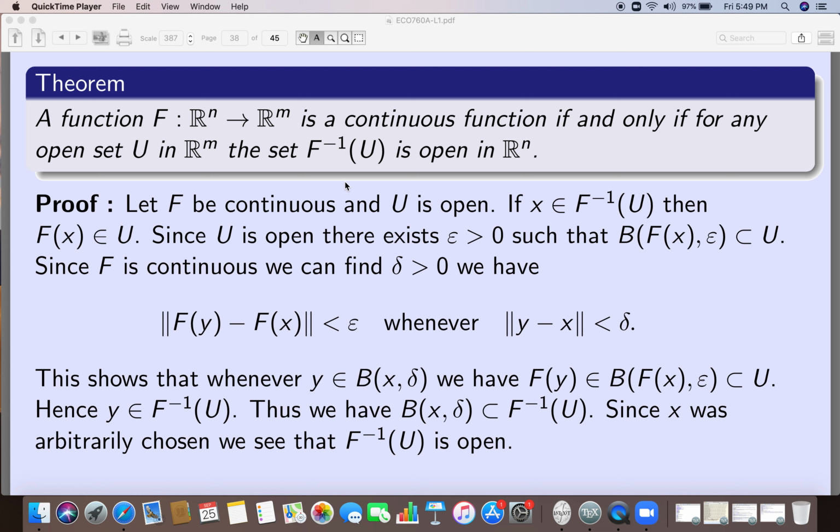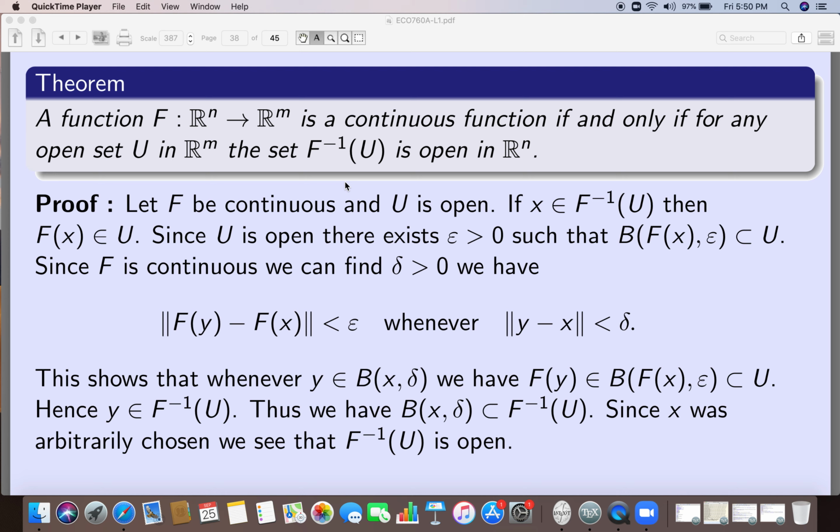So let us first start with the fact that capital F is continuous and U is open in R^m. Now what I want to prove is that F inverse U should be open in R^n. So now let x be an element of F inverse U. I have to prove that whatever x you take in F inverse U, x must be an interior point of F inverse U.